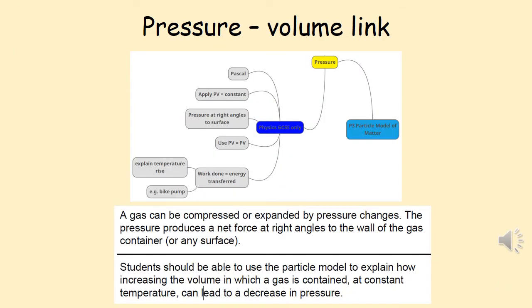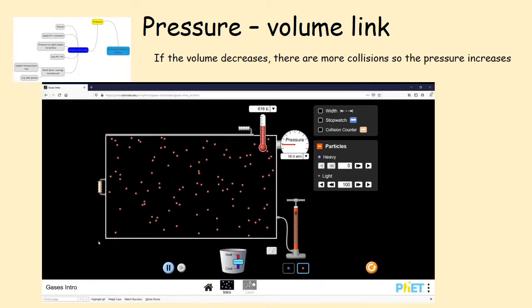So the syllabus states that a gas can be compressed or expanded by pressure changes. The pressure produces a net force at right angles to the wall of the gas container. Students should be able to use the particle model to explain how increasing the volume in which a gas is contained at constant temperature can lead to a decrease in the pressure.